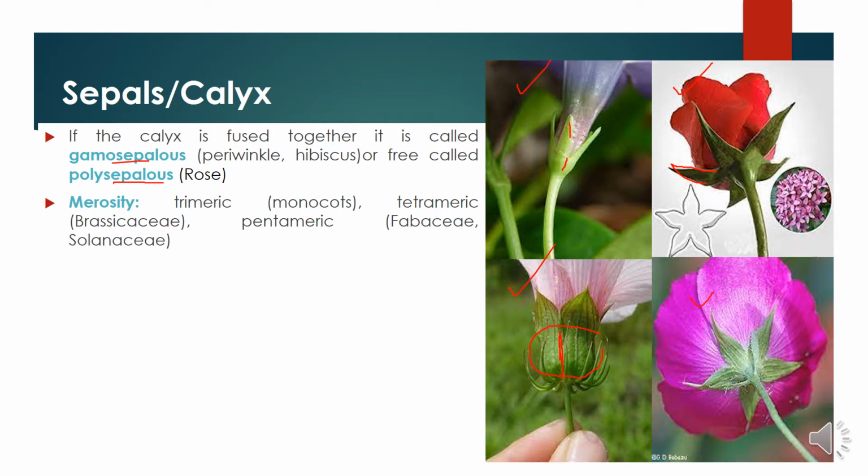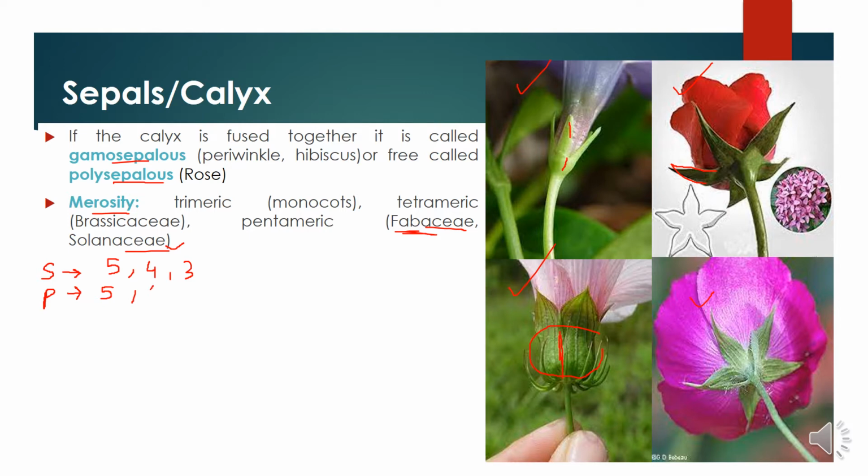And also very important is the merosity. Whether the outer sepals or the inner petals, the number of sepals or petals will be fixed for a particular species of plant. So it can be either 5 or 4 or 3. When the merosity is 5, it is called pentameric, which is very common in the Fabaceae and Solanaceae families. Fabaceae is the pulse family, and Solanaceae includes tomatoes, potatoes and all.